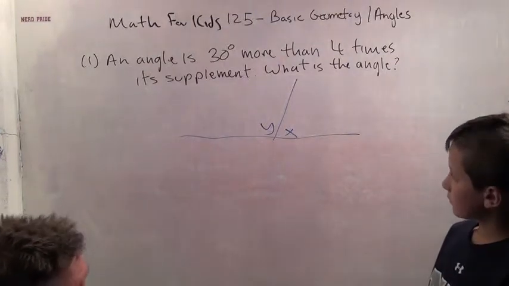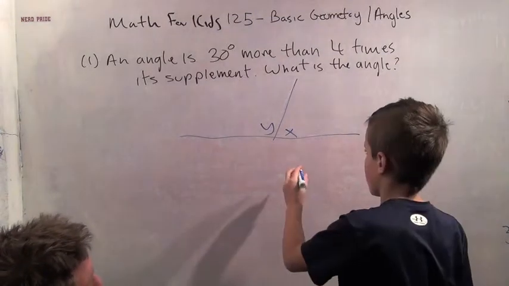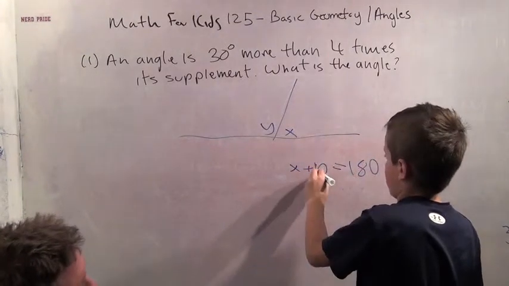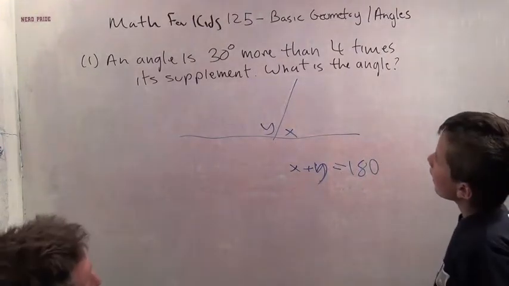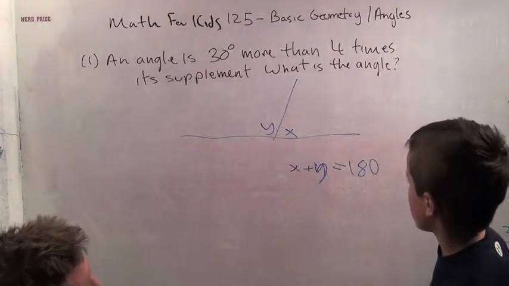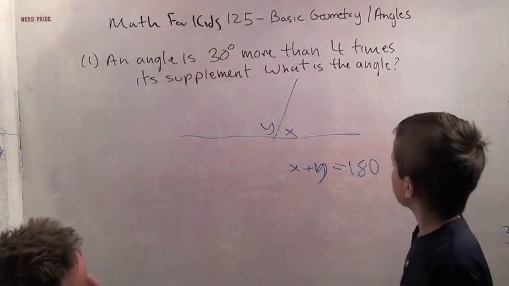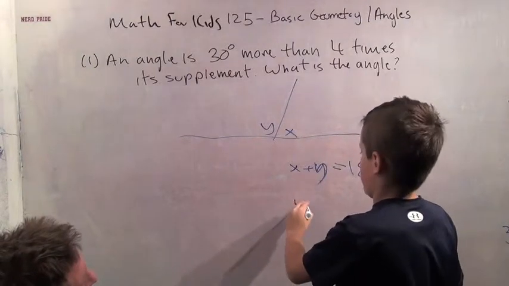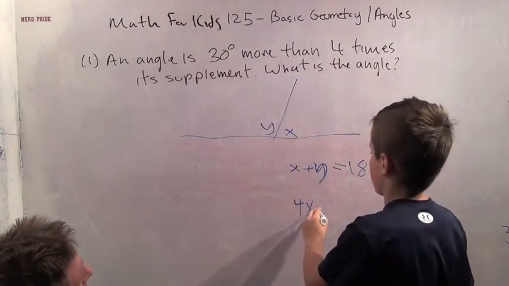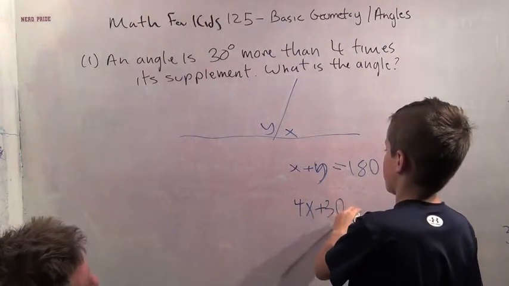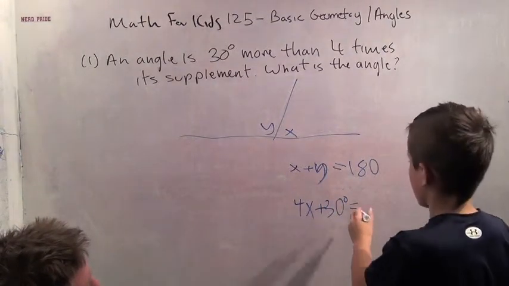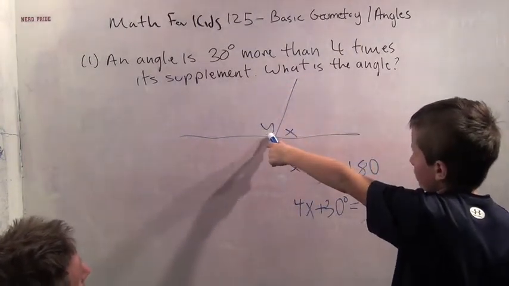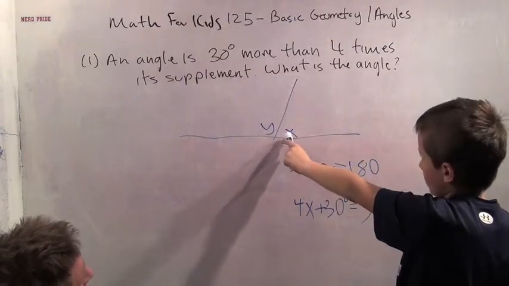And what do we know about Y and X? X plus Y is 180. Okay, awesome. Do you know anything else? You know that 4x plus 30 degrees is Y. Okay, how did you figure that out? Because it says an angle is 30 degrees more than 4 times its supplement.